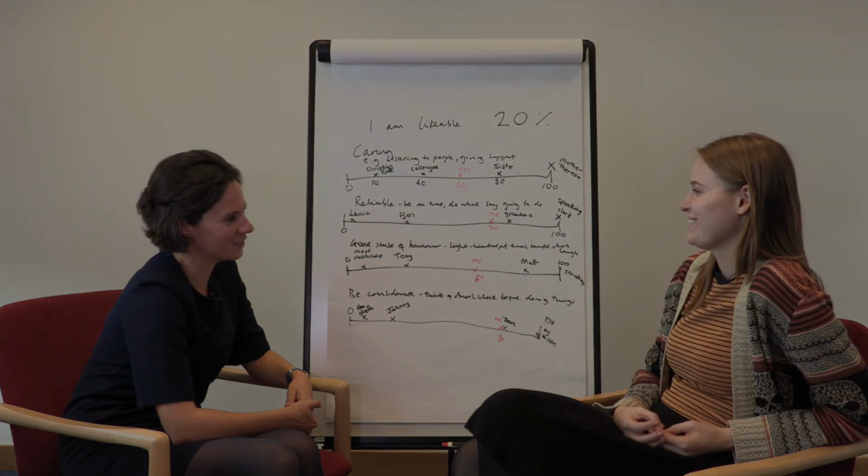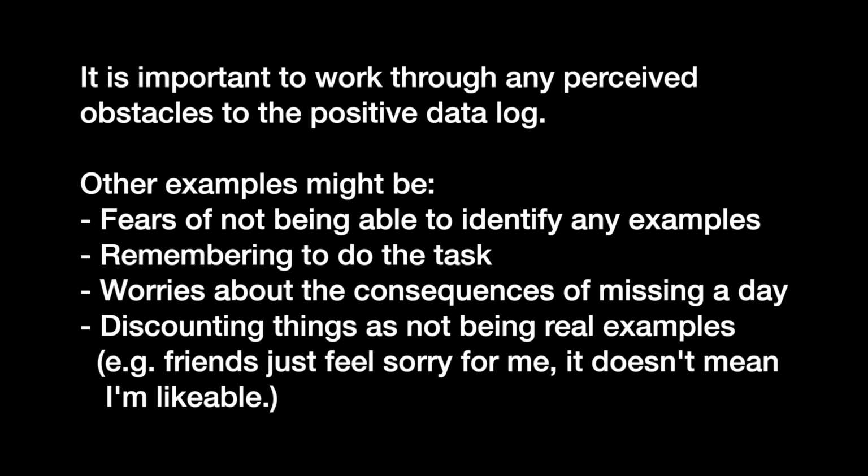Okay, yeah. Okay, sure. It is important to work through any perceived obstacles to the positive data log. Other examples might be fears of not being able to identify any examples, remembering to do the task, worries about the consequences of missing a day, and discounting things as not being real examples. For example, my friend just feels sorry for me. It doesn't mean I'm likeable.